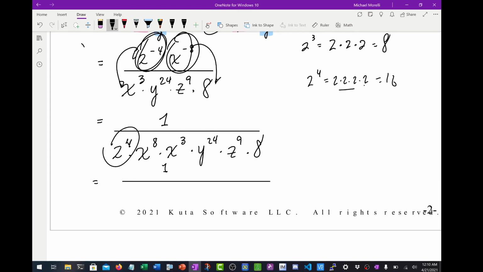now I've got 16 here and 8 here. So 16 times 8, this is 128. So I'm going to have 128 down here. And now I've got to combine my x's. That's going to be x to the 11th, y to the 24th, z to the 9th. And this is the final answer here.